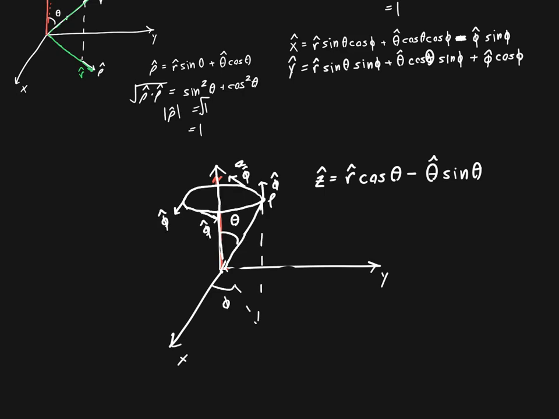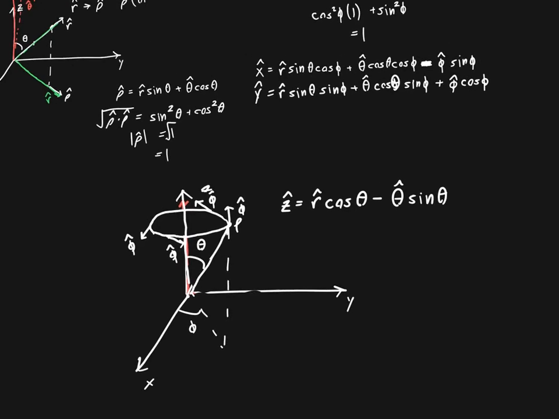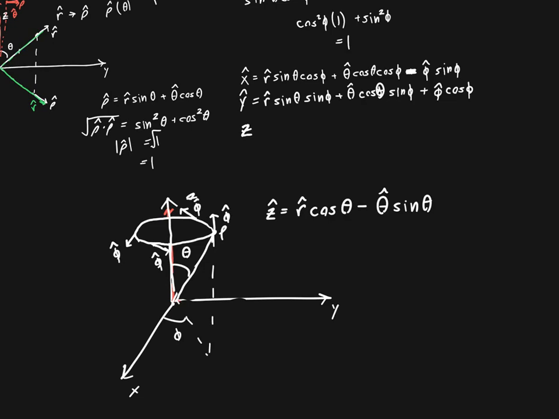It's only ever pointing in the xy plane. And you could see this just by projecting things onto the xy plane. The phi hat vector is always pointing just straight out or straight in the xy plane. So there is no phi dependence of the z hat vector. And we have our complete set of equations. So z hat is just r hat cosine theta minus theta hat sine theta. And we're done. Those are our dependencies.